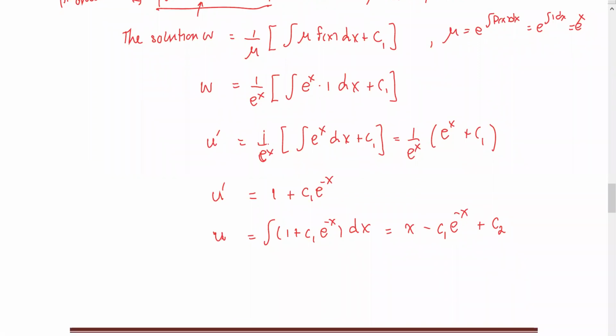Recall the u is the function y1 multiplied by, I'm sorry, the u is the same as the general solution y.